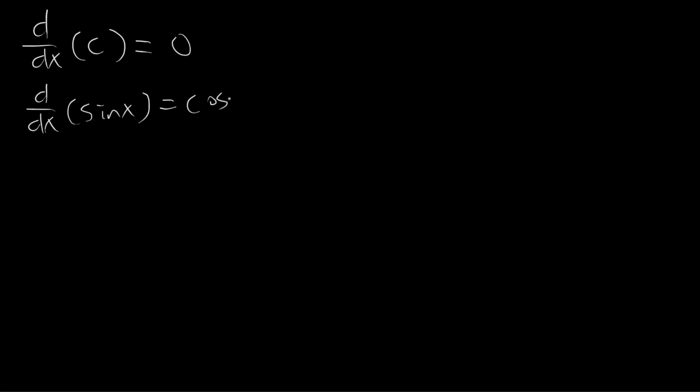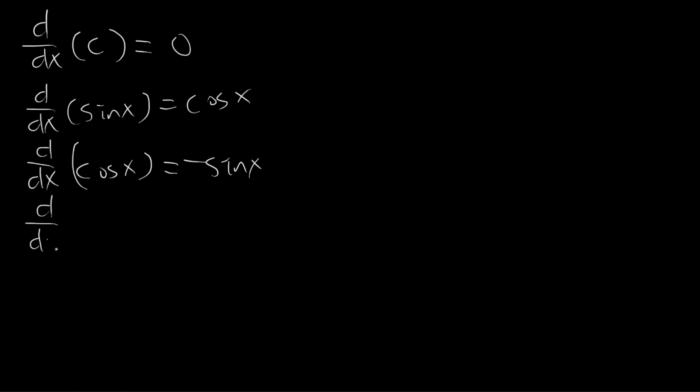In this video, you're going to focus on differentiation. So the derivative of a constant is always equal to 0. Derivative of sine x is equal to cosine x. The derivative of cosine x is equal to negative sine x. The derivative of tangent x is equal to secant squared x.